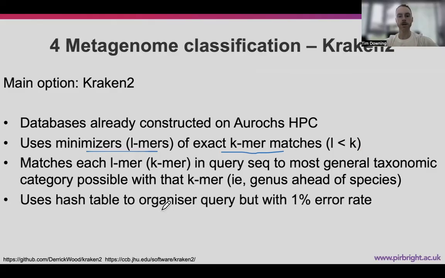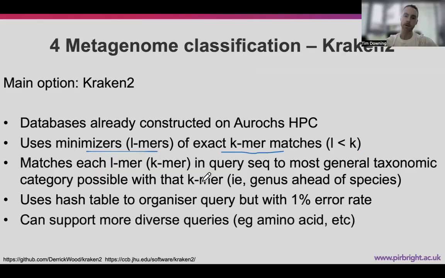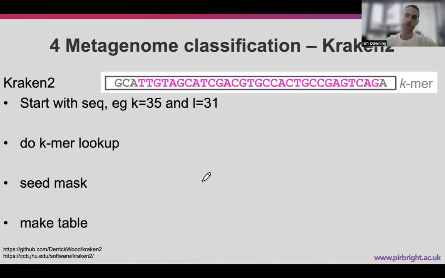And it uses minimizers as in effect it's subsampling from the reads, the sequences on the read, and therefore it has a small error rate associated with that process to make it more efficient, given the number of comparisons that are going on. It can also handle amino acid sequence as well as DNA sequence.